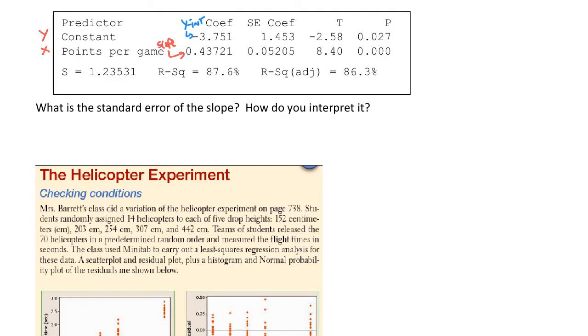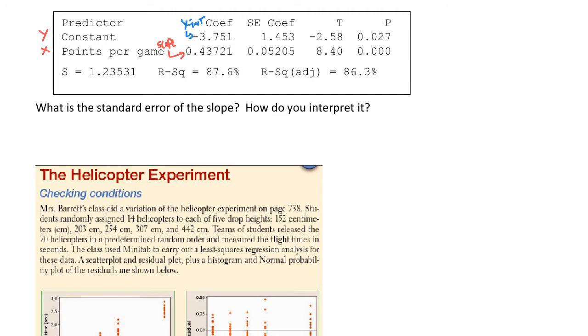Well, the next column is the standard error of the coefficient. We ignored this back in chapter 3, but this bottom number, this 0.05205, that is the standard error of the points per game. Well, that's my slope. So my standard error of my slope, rather than using that big complicated formula, is just right here.